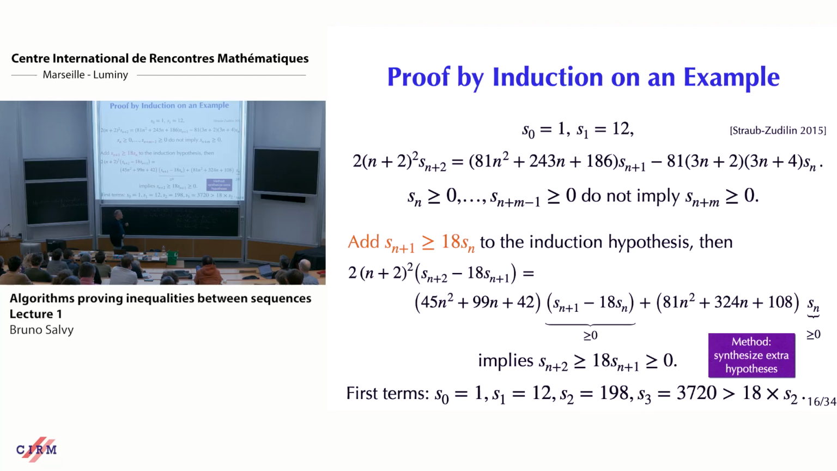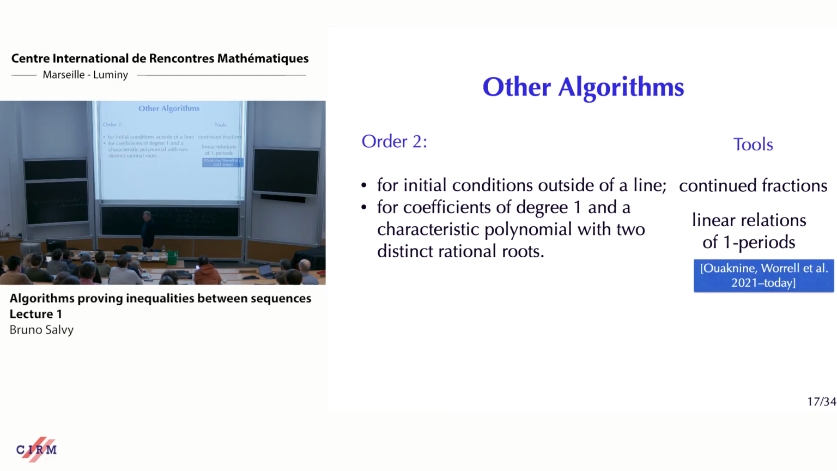So the method is really to synthesize extra hypotheses, so that you can get a proof by induction. There are other algorithms that I should mention to be complete for this part, mostly for recurrences of order 2. For initial conditions outside of a bad line, using continued fractions, Wacklin, Worrell, and co-authors have an algorithm that proves positivity.